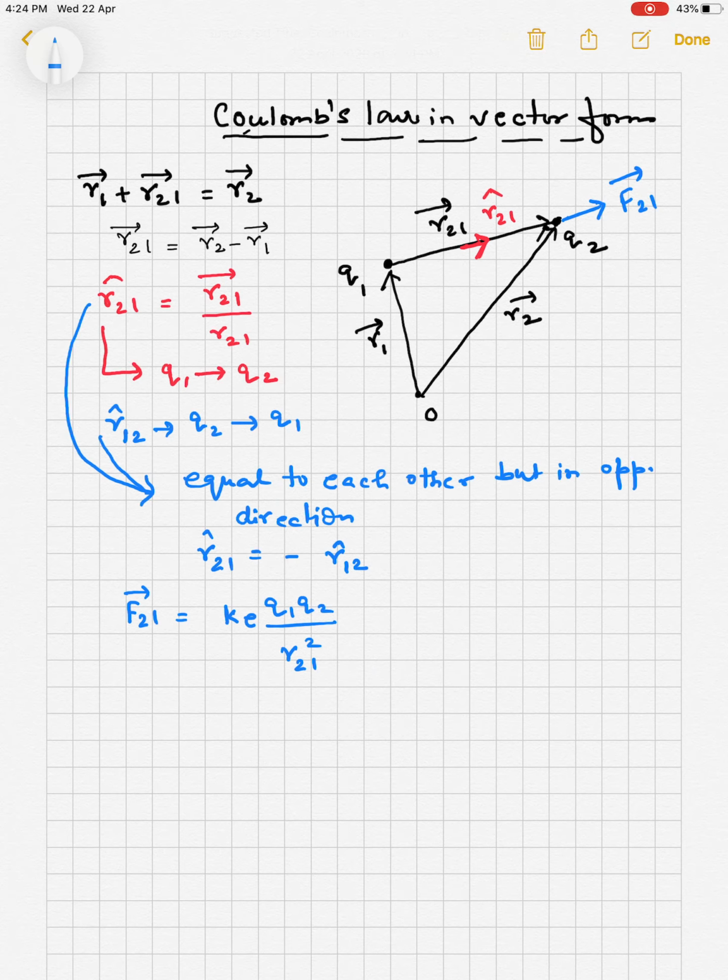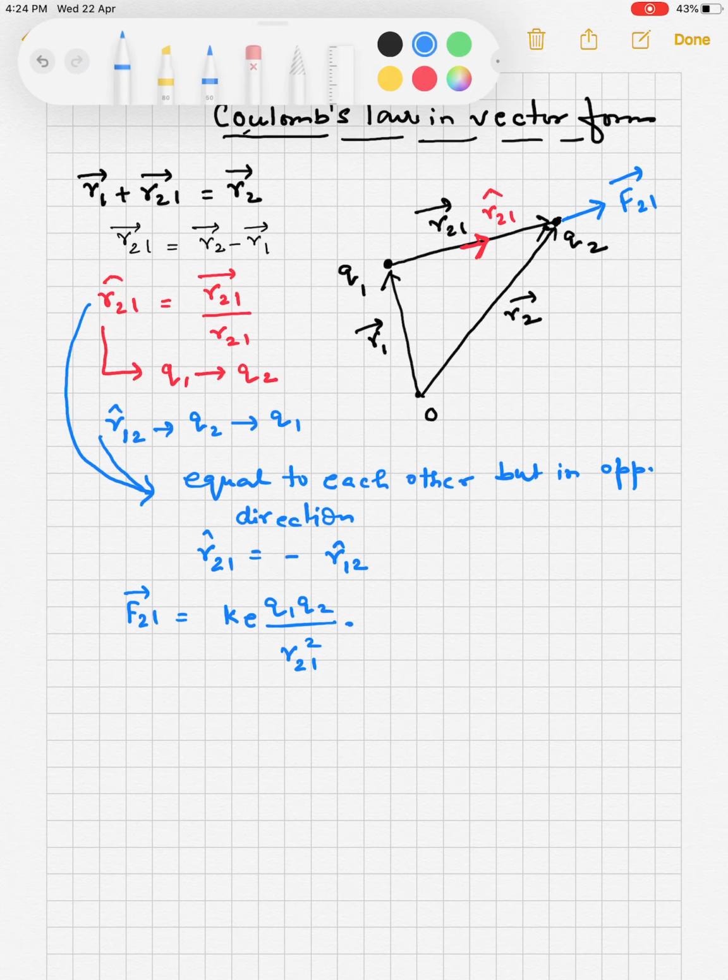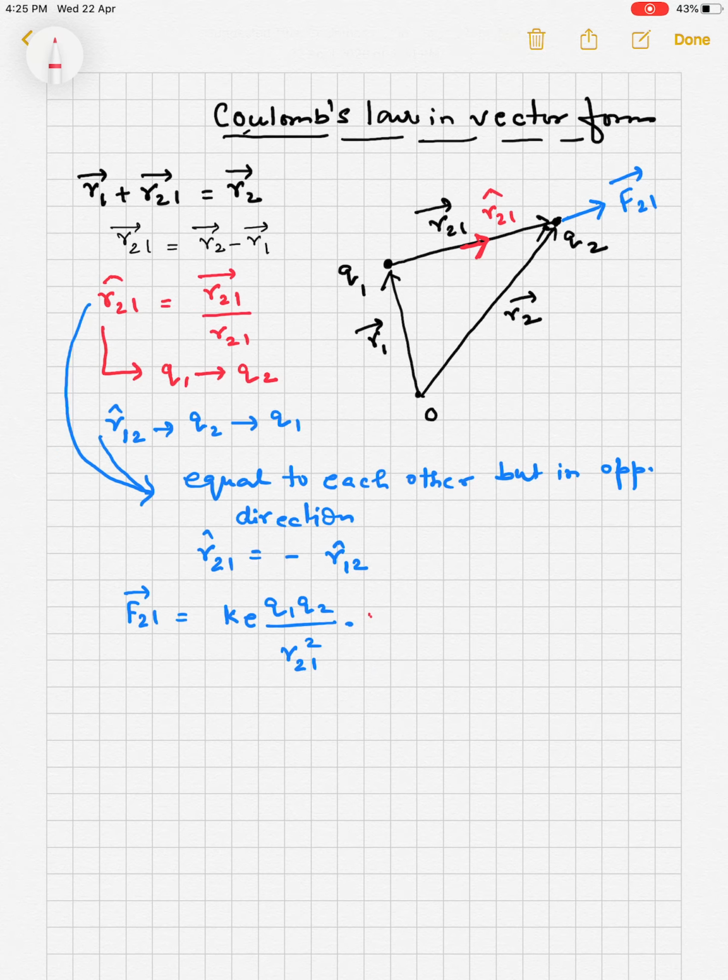When magnitude is multiplied by a unit vector, it becomes a vector. So in the direction of F21, the unit vector is R21, as indicated above. So F21 vector is equal to KE Q1 Q2 upon R21 square into R21 unit vector.